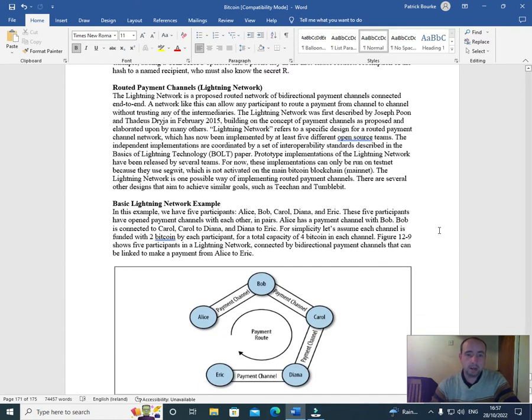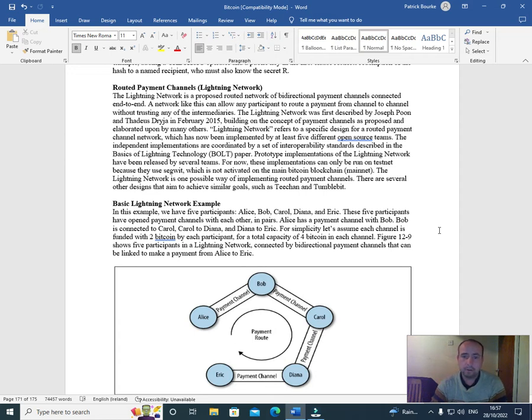Routed payment channels, Lightning Network. The Lightning Network is a proposed routed network of bidirectional payment channels connected end to end. A network like this can allow any participant to route a payment from channel to channel without trusting any of the intermediaries. The Lightning Network was first described by Joseph Poon and Thaddeus Dryja in February 2015, building on the concept of payment channels as proposed and elaborated on by many others.